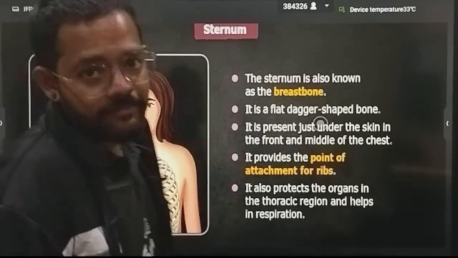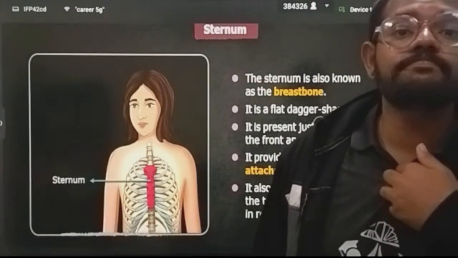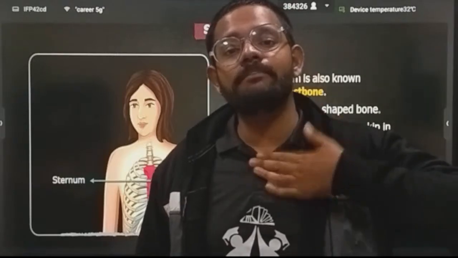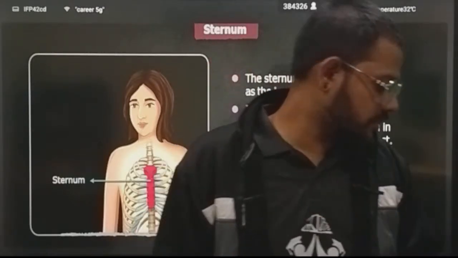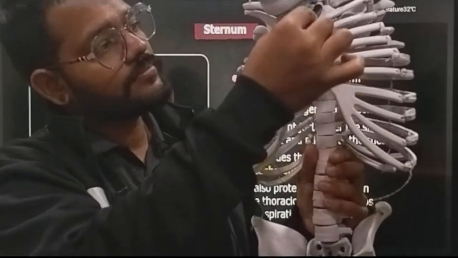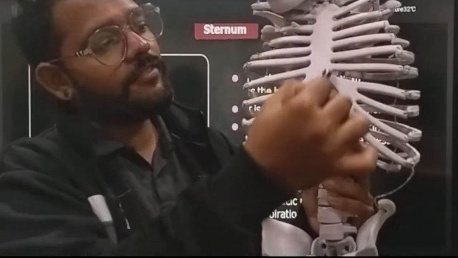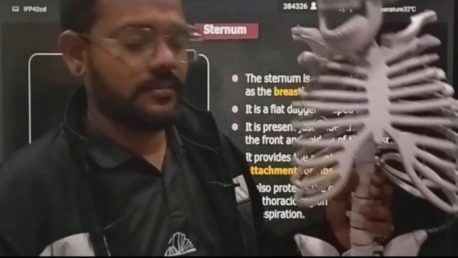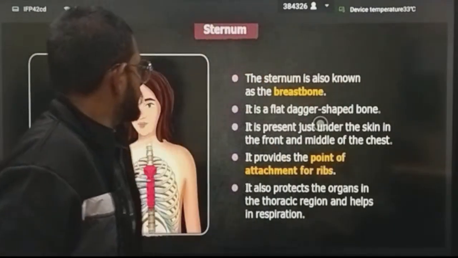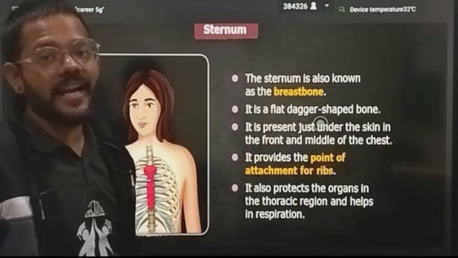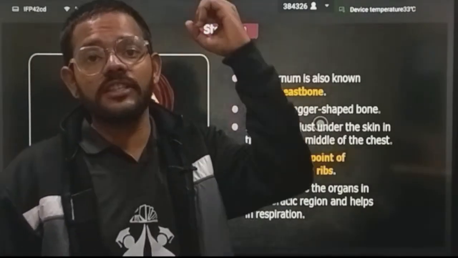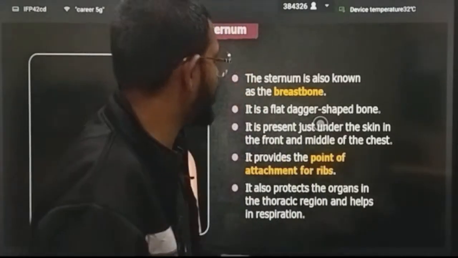Next is the sternum, the middle bone which is present inside your chest. जो chest में बीच में हड्डी होती है, that thing is your sternum. You can see in this skeleton also. This is your sternum, this bone, which ventrally connects your ribs. So the sternum is also known as the breastbone. It is a flat dagger-shaped bone. चाकू की तरह होती है, तीखी होती है, सीधी होती है, straight.